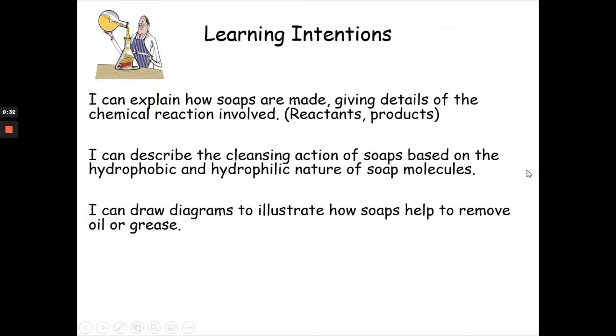of soap molecules. So this is a really interesting little section. If you've ever wondered how soap works to get greasy stuff off, then we're going to learn that. And then finally, you should be able to draw diagrams as well to help to illustrate how soaps work.